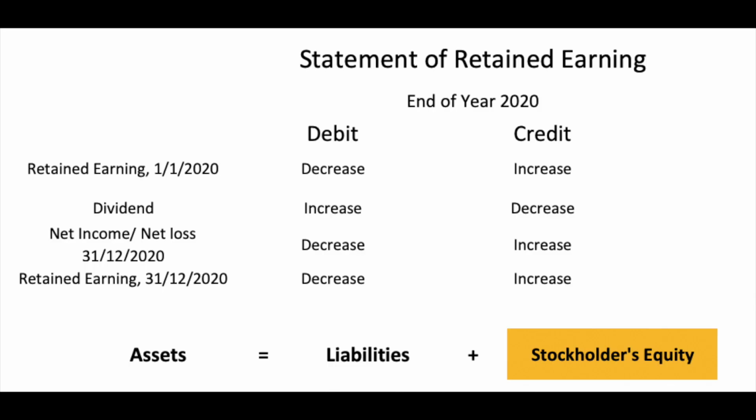For the statement of retained earnings, we use this statement to update the retained earnings by adding the net income or net loss. Retained earnings increase with a credit and decrease with a debit.